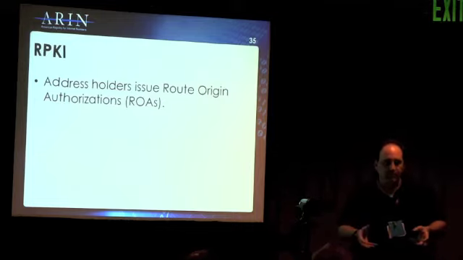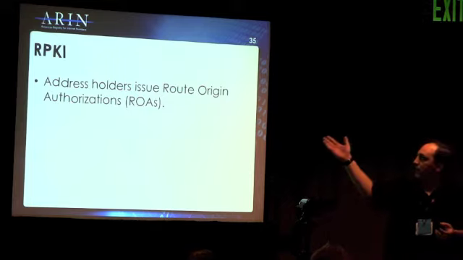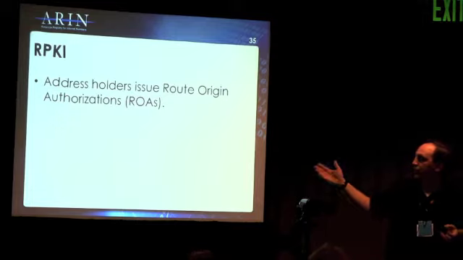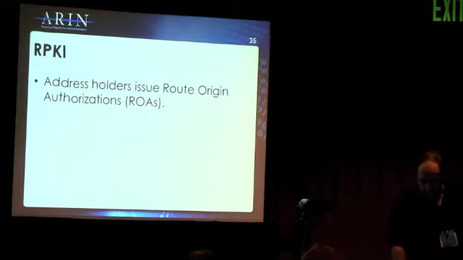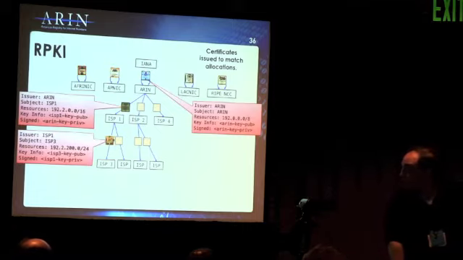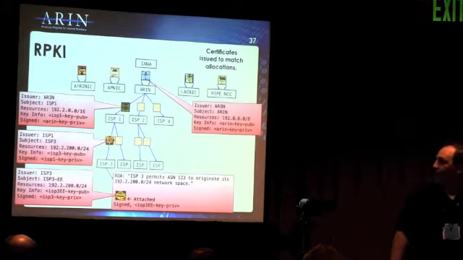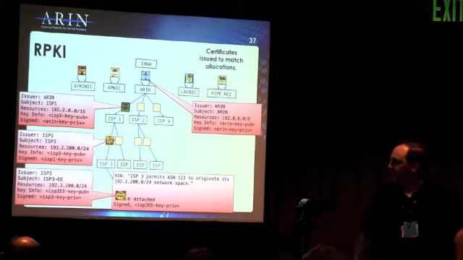origin authorization. The whole key of this is the route origin authorization, or the ROA. All of RPKI exists to support this. What this does, well, let me give an example. Here we've got this resource hierarchy. ISP3 says, I only want ASN 123 to originate my /24.